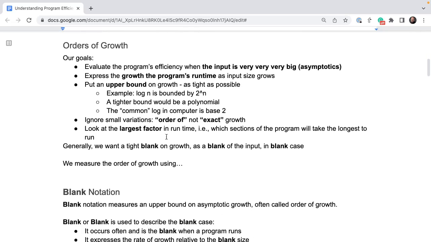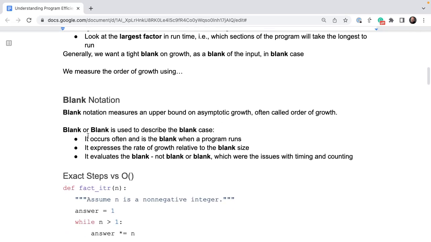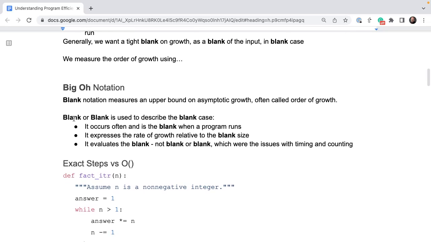So how do we talk about order of growth? Oh boy, here it comes. We're going to use something known as big, not bug, big O notation. Big O notation measures an upper bound on asymptotic growth. It is also just called order of growth. A couple things are used for big O notation. I'm going to put a capital O and parentheses because these are functions.